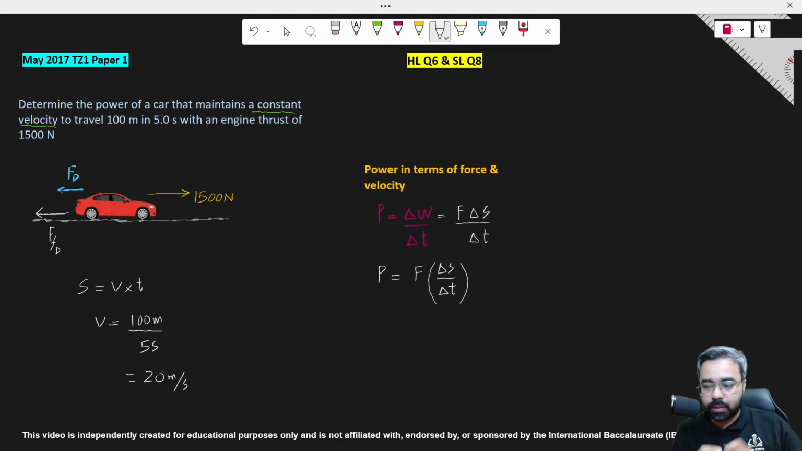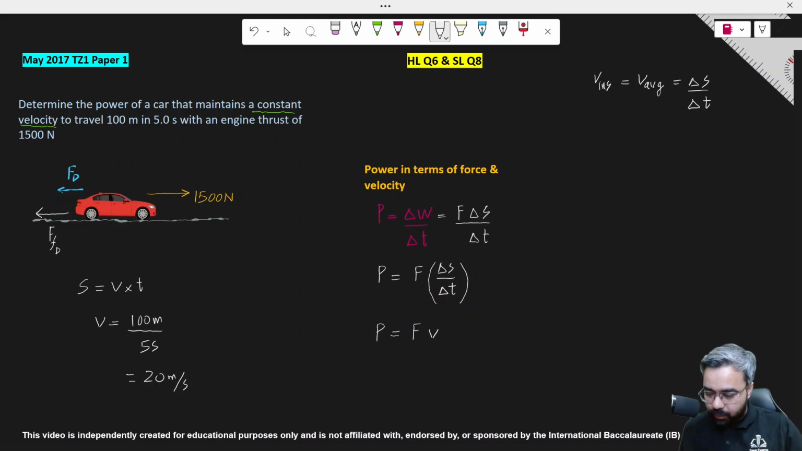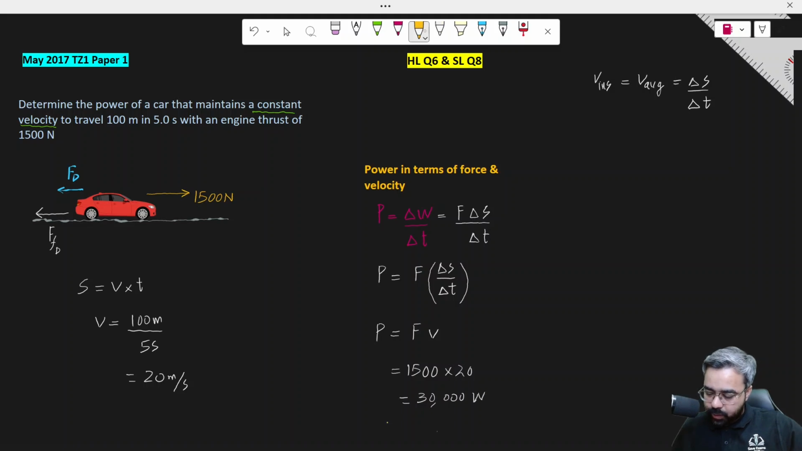When the velocity is constant, the instantaneous velocity at any instant of time can be written as the average velocity, which is equal to delta s over delta t, the gradient of the displacement-time graph. So the power is a product of the force and the velocity, and we simply multiply it: 1500 multiplied by 20 gives us 30,000 watts. So we can write this as 30 kilowatts. That's why the right answer is option D. 30 kilowatts is required to maintain constant velocity of the car.